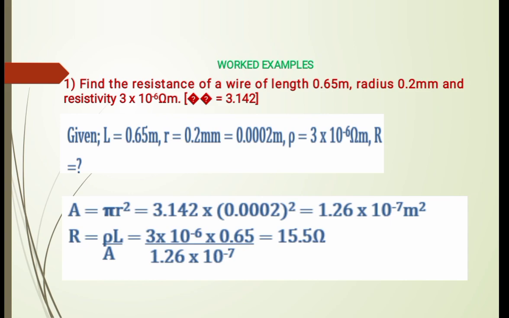And substituting this into the equation of resistance, which is equal to rho L over A, we have the value of resistivity 3 multiplied by 10 raised to the minus 6 multiplied by our length 0.65 divided by the value of our area 1.26 times 10 raised to the minus 7, and this will give us 15.5 ohm. Let's consider one more example.